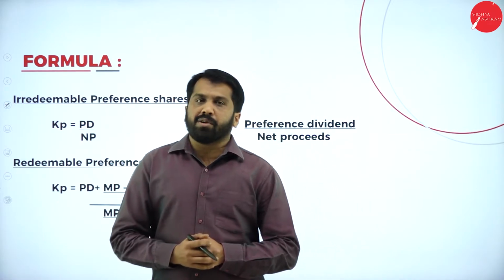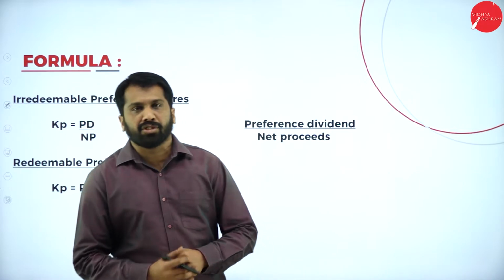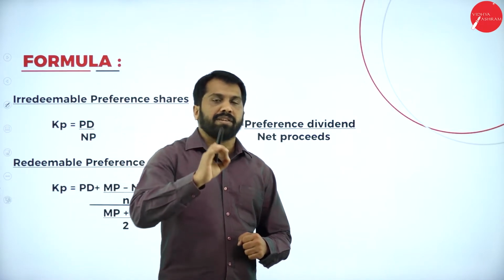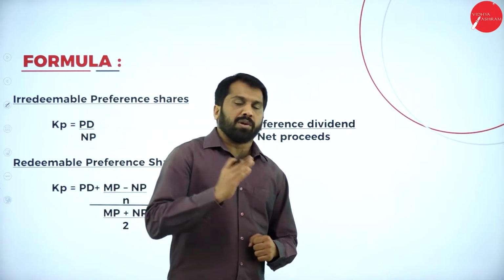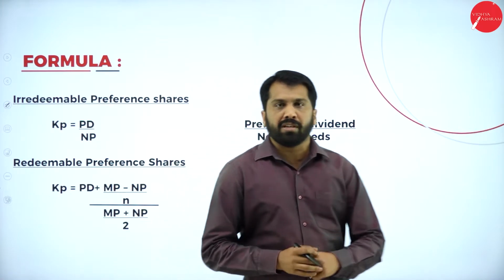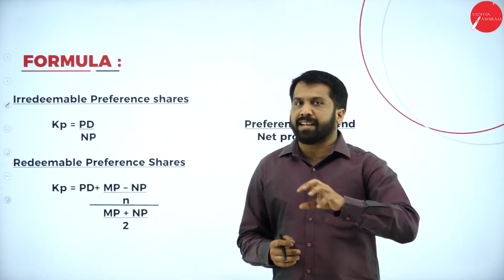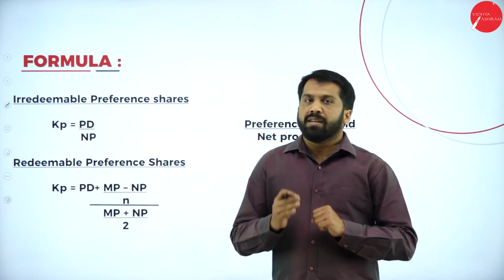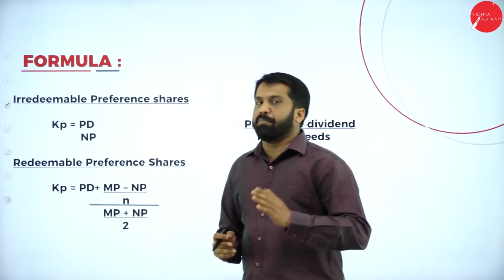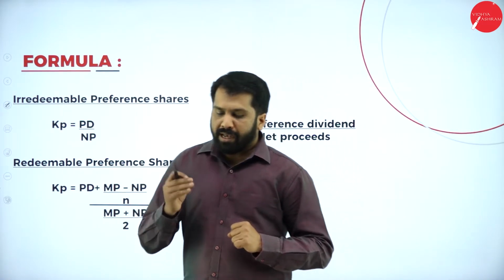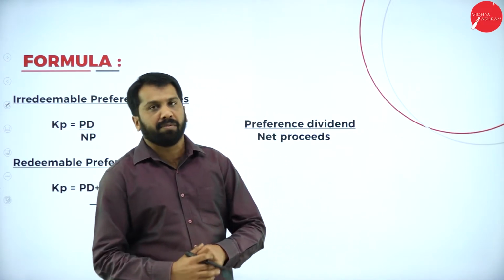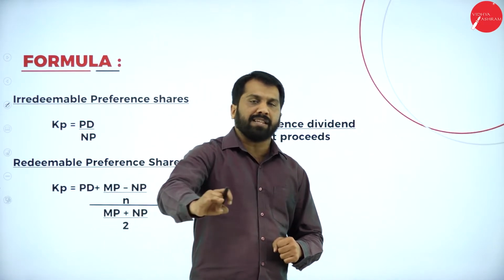Now, as I told you, whatever we have done for debenture, exactly the same is your preference shares. Now, no need to learn anything in the preference share. Same formula, exactly the same we will add up here. Same MP will be there, NP will be there, divided by number of years. Again, MP will be there, NP will be there, divided by 2. Everything is the same.